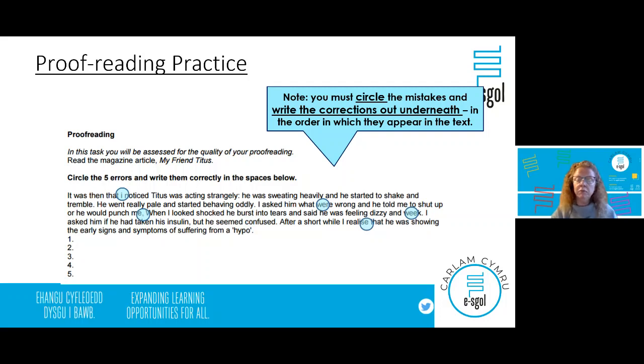So now I've found them, now I need to write them out. So the I becomes a capital, were becomes was, punch me has got a full stop at the end of it, weak is the EAK, not the double E, and then realise has got a D on the end to make it past tense. Please note that as I'm writing this, I'm keeping my letters the same as the ones that are there. So if it's a capital letter in the text and it's correct, then I'm making sure that I keep that capital as well. If it's a lowercase letter, I'm making sure I keep it a lowercase letter. I need to match my case to the exam text.